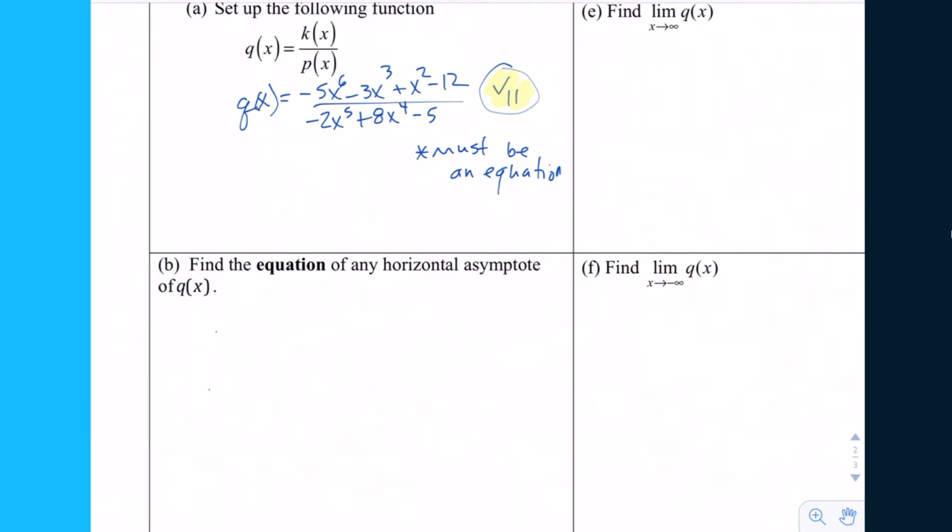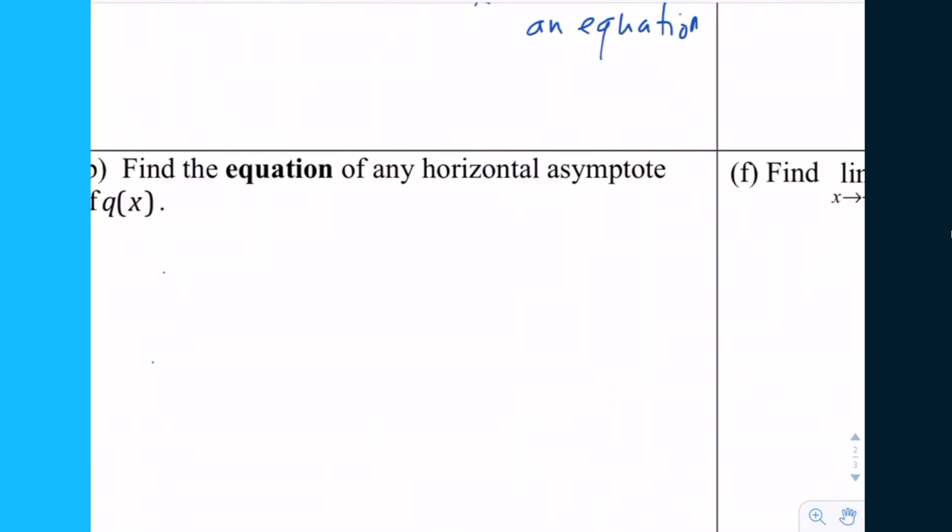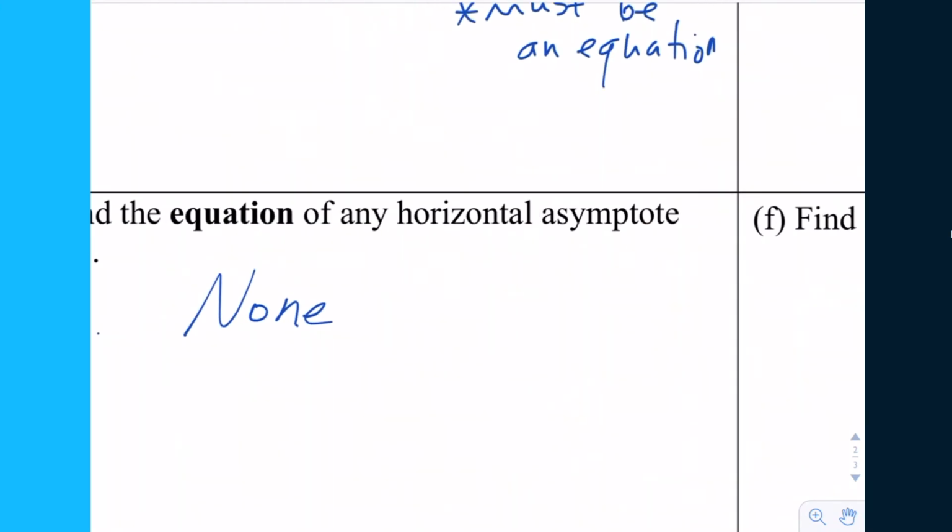Because here's another way you could do it. If I just ask for the horizontal asymptote, remember we get a horizontal asymptote in 2 of the 3 situations. When the bottom is a larger degree, there's always a horizontal asymptote at 0. When they're the same degree, like we saw in the previous problem, it's always leading coefficient over leading coefficient. But if the top is larger by any amount, there is no horizontal asymptote. So find the equation of the horizontal asymptote. You could put none. That would work. And that would be check number 12.